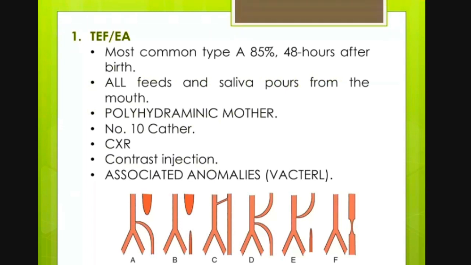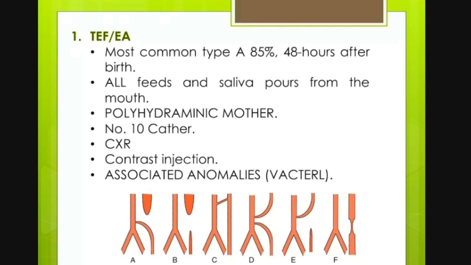Or maybe you have only the H type, where we have communication between the esophagus and trachea without atresia. Or maybe we have 2 communications, from the upper part and the lower part of the esophagus to the trachea. Or, in opposite to the common type A, the upper pouch communicates with the trachea and the lower part will be blind. Or maybe you have a short or stenotic part of the esophagus.